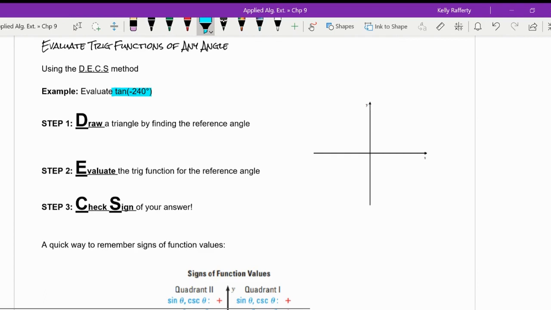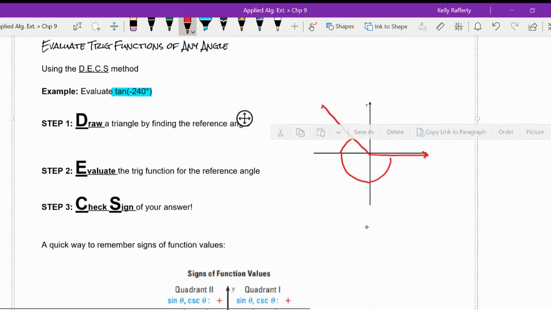So we're going to do this example, evaluate tangent of negative 240. So first I'm just going to draw where negative 240 is in the coordinate plane. So negative, right, we're going around, this would be negative 90, negative 180. This would be negative 270 here, so we're in this quadrant here. So that's the first thing.